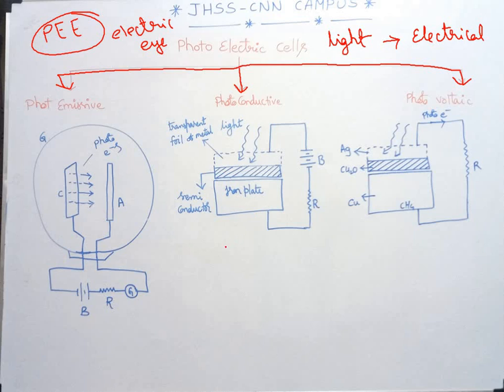Let's look into the second one, photoconductive. So photoemissive is finished. Now we'll go for photoconductive. Understand the terms again. This kind of cell is based on the fact that the electrical resistance of certain semiconductors decreases with increase in intensity of incident light. Electrical resistance of certain kinds of semiconductors decreases with increase in intensity of incident light.